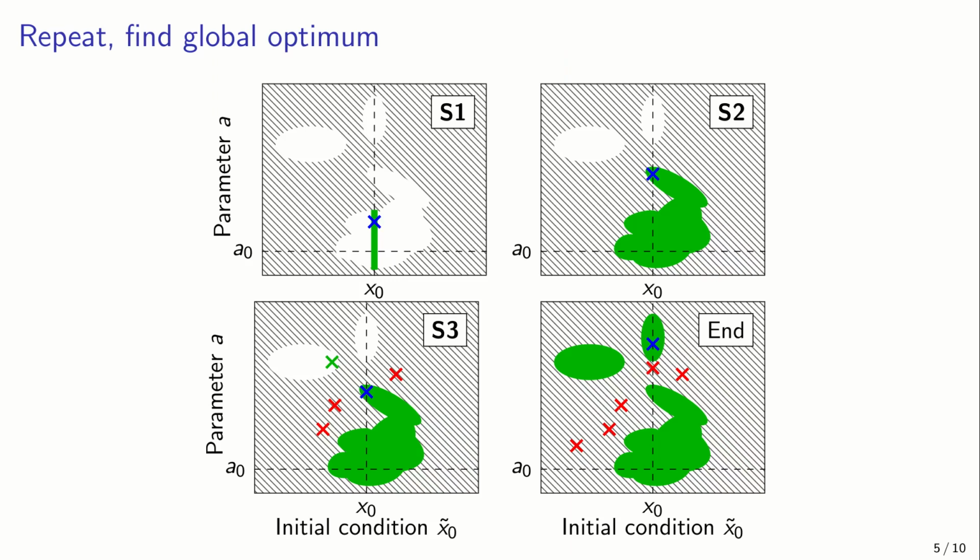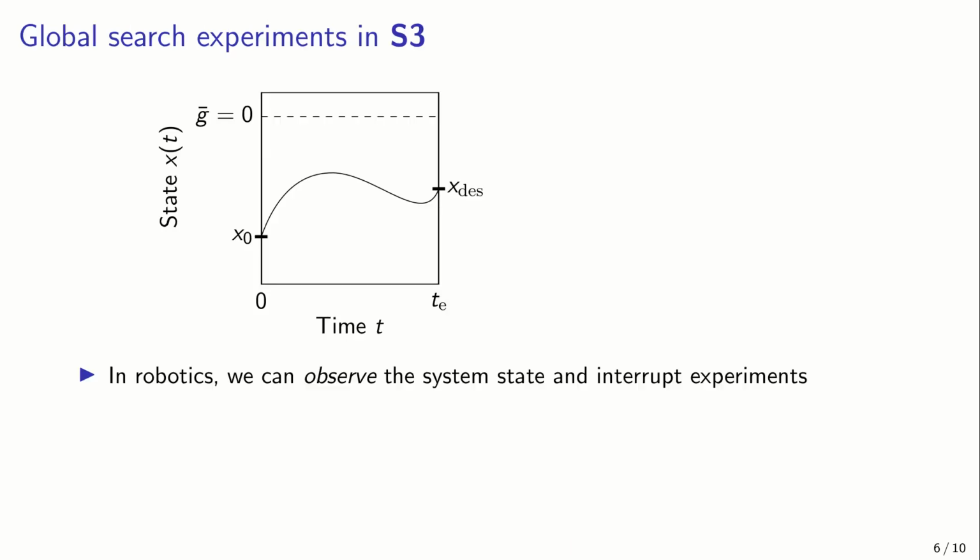Now I want to explain in some more detail how the global search strategy works and how we interrupt experiments. One of the main differences between SAFEOPT and GoSafe is that SAFEOPT assumes that once we apply policy parameters, we immediately get returned values of the reward function and the constraint without any possibility to intervene.